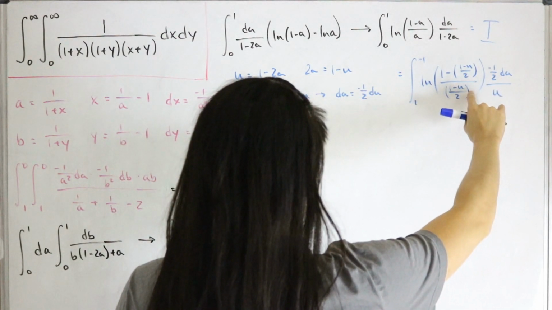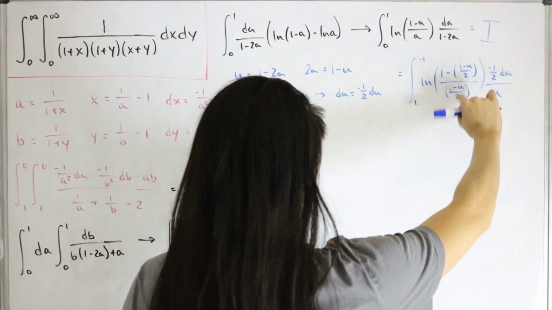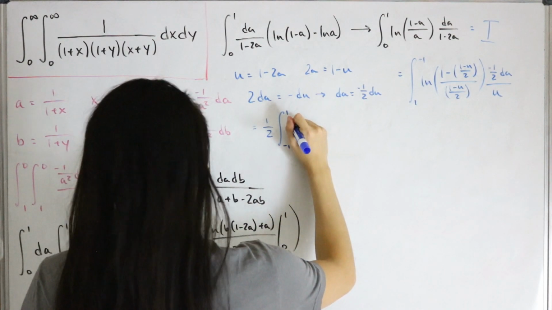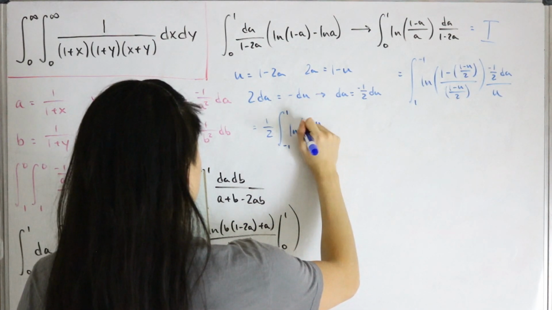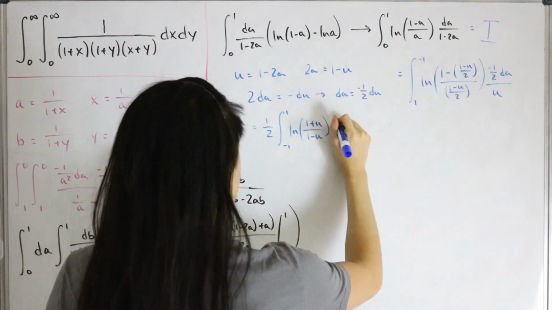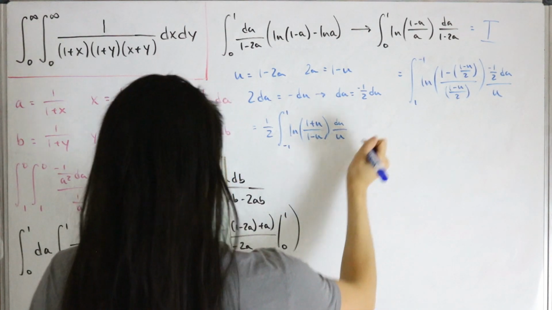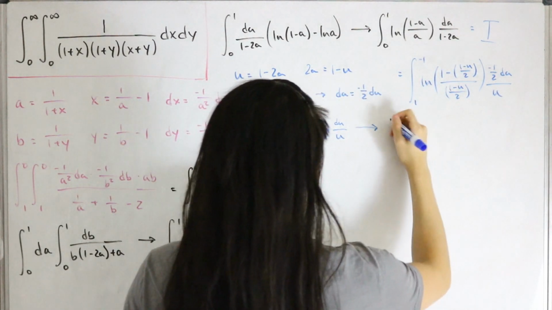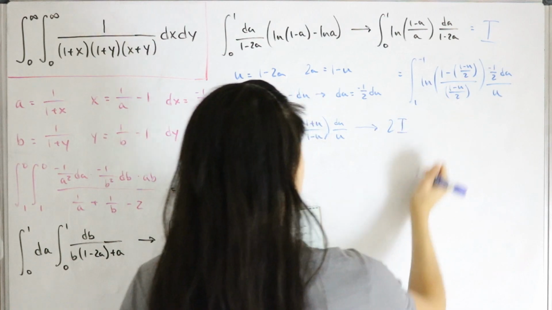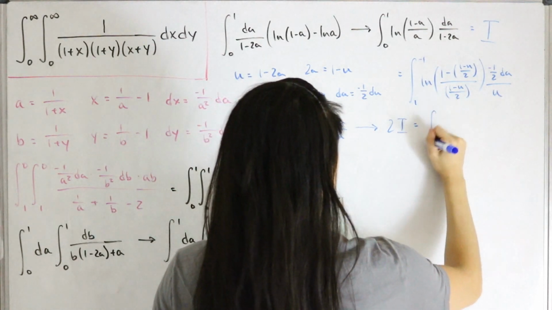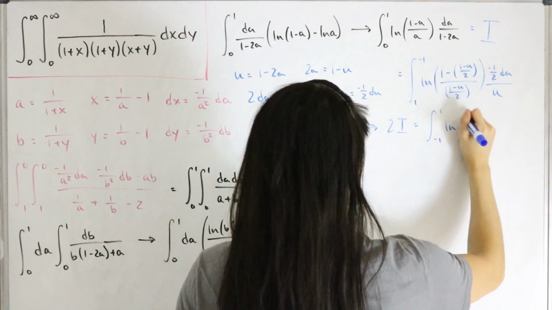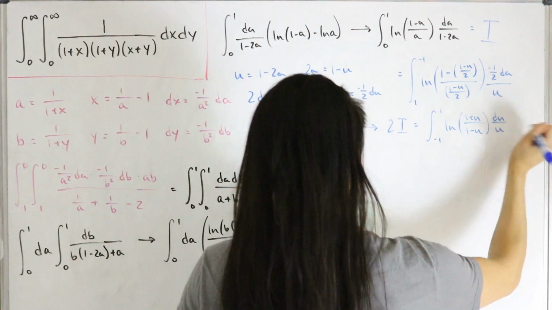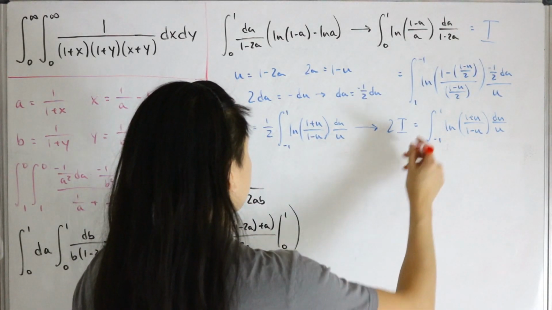So we can simplify some things over here. I could multiply by 2 to get rid of the denominators from both the fractions, numerator and denominator, and then simplify that out. This is going to be ln of (1 plus u) divided by (1 minus u), and then du divided by u. What's great is that I have I equal to this. So the conclusion so far is that 2 times I is going to equal the integral from -1 to 1 of ln of (1 plus u) divided by (1 minus u), multiplied by du divided by u.